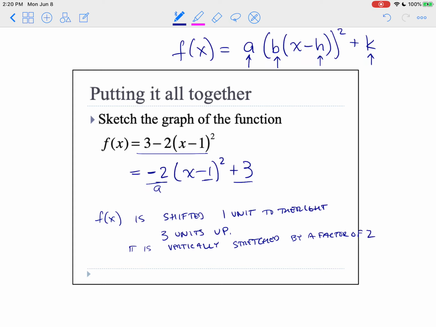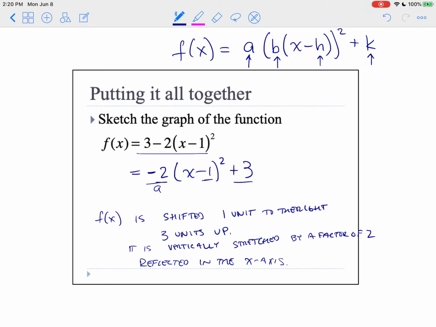And even if I was going to say compress, let's say this was 1/2. If I said compressed, I would still say by a factor of 2. You can say that. Or you can say it's vertically stretched by a factor of 1/2. But typically we want to use the compression when it's relevant. Okay? And then reflected in the x-axis. So sorry, my handwriting is terrible.